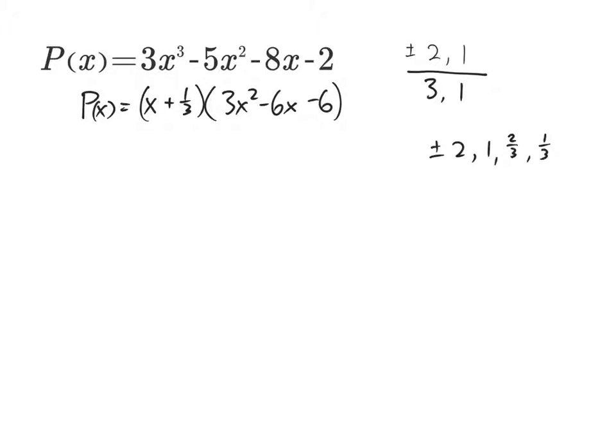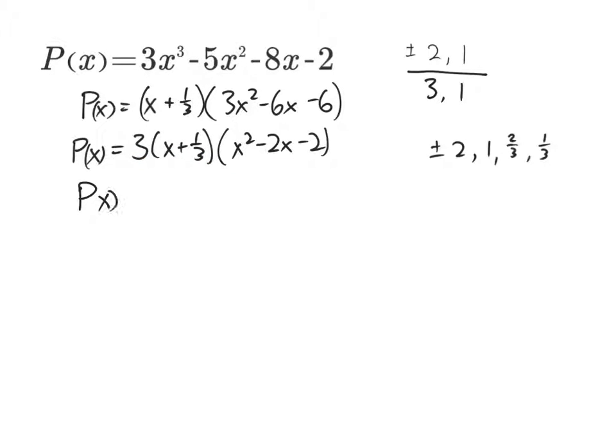So now what we're going to do is to make this a little nicer. If you notice right here, those are all divisible by 3. So I'm going to factor out a 3. So that gives me p of x equals, factor out a 3 up to the very front, x plus 1/3. And this becomes x squared minus 2x minus 2. Now, I'm going to take this 3 and distribute it into this one. And that gives me p of x equals 3x plus 1, and then x squared minus 2x minus 2.